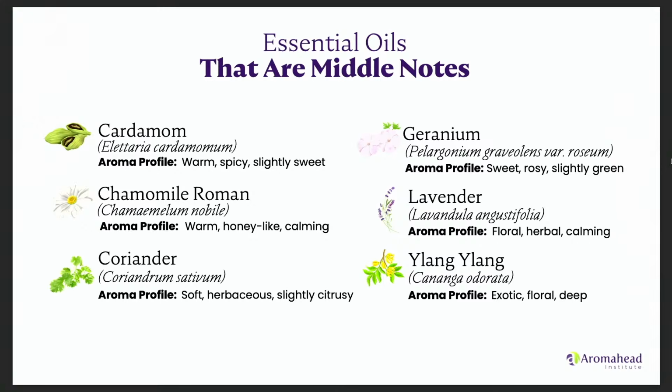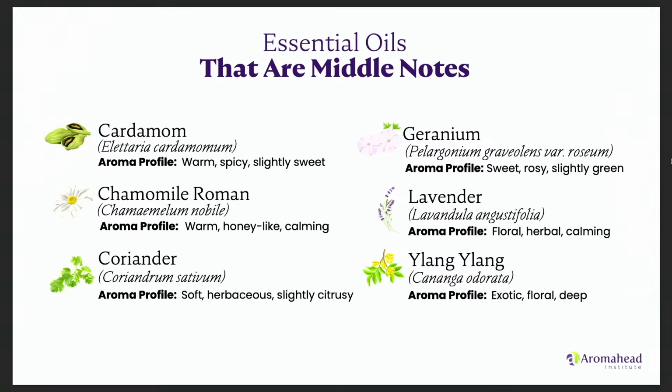We have cardamom, which is distilled from a seed. It's warm, it's spicy, it's slightly sweet. It's a spice. Roman chamomile is a flower. It's warm, it's honey-like, it's very calming. And then coriander, that is distilled from the seed of the plant. It's a soft, herbaceous, slightly citrusy.